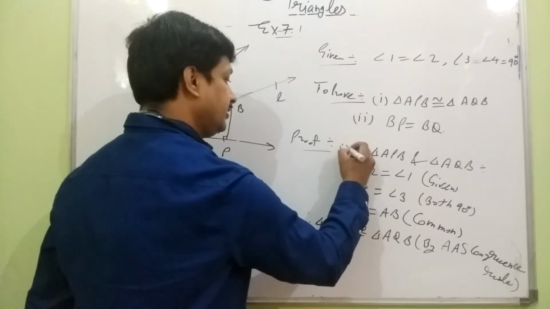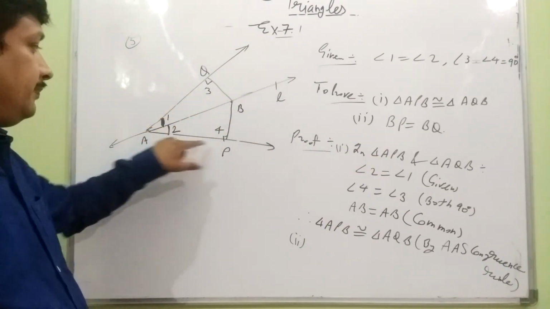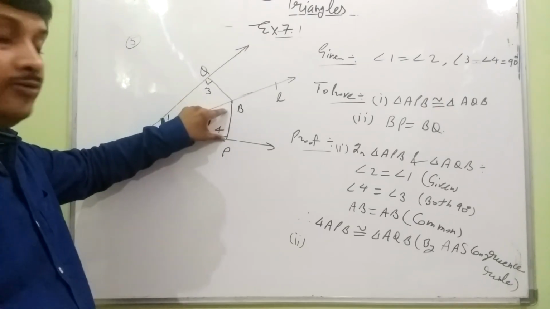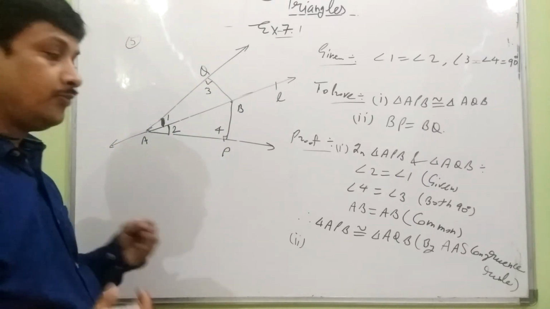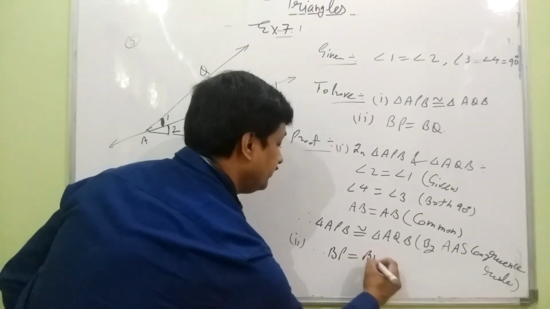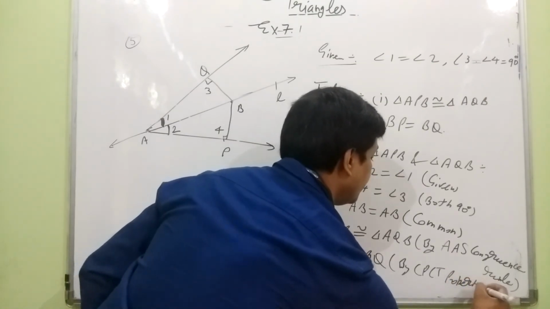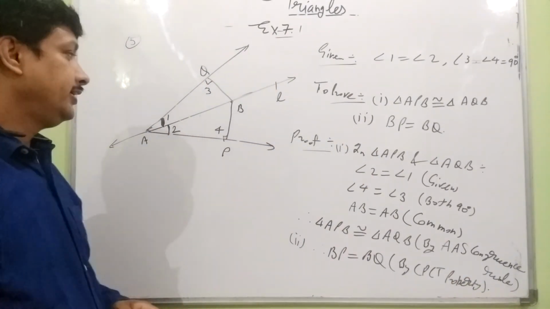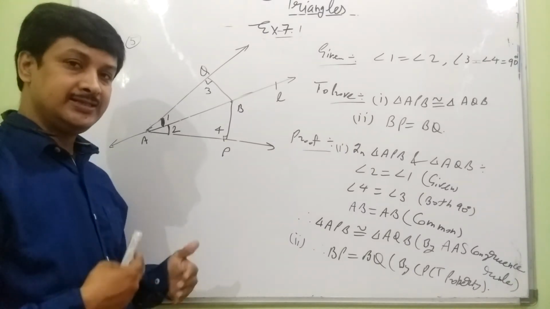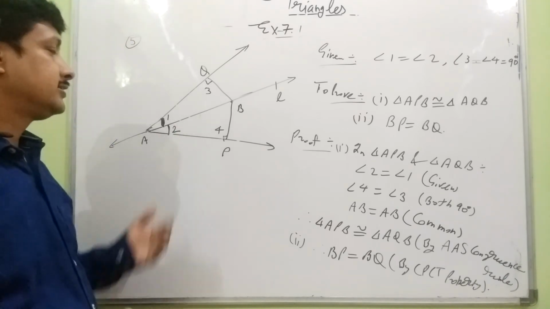It is the first thing. And for the second thing, you can see BP is in triangle APB and BQ is in the other triangle AQB. So we can say now BP equal to BQ because we have proved these triangles to be congruent. So BP equal to BQ, it is by CPCT property. Okay, so I think these are very simple problems. So you have to do more and more practice of geometry. Okay, so just note down this.